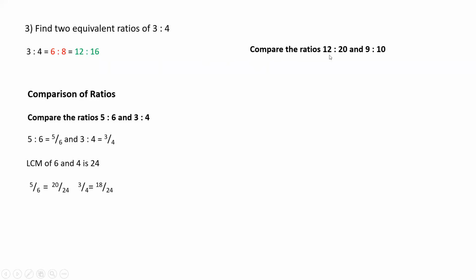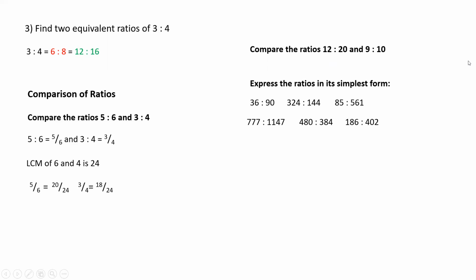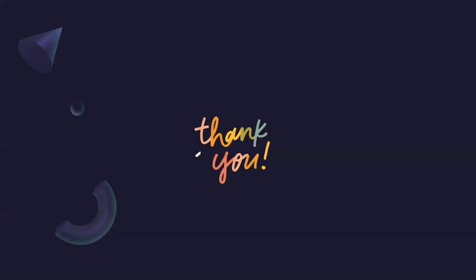Next, compare the ratios 12:20 and 9:10. Can you do that? Let's see. I have a few other questions. Express the ratios in their simplest form. Here are 3 different questions which I would like you to do. We have more. Two numbers are in the ratio of 11:12 and their sum is 460. Find the numbers. Thank you. See you in another video.